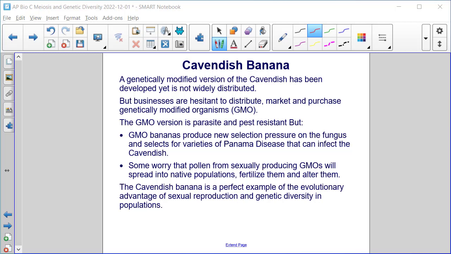The GMO version is parasite and pest resistant, but GMO bananas produce new selection pressure on the fungus and select for varieties of Panama disease that can infect the Cavendish. Some worry that pollen from sexually reproducing GMOs will spread into native populations, fertilize them, and alter them. The Cavendish banana is a perfect example of the evolutionary advantage of sexual reproduction and genetic diversity in populations.